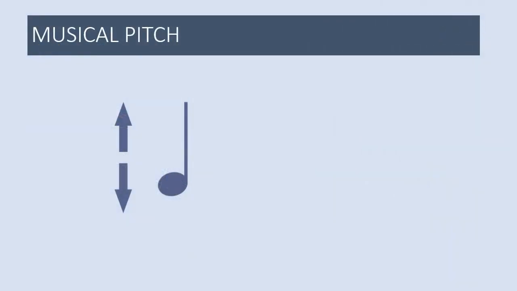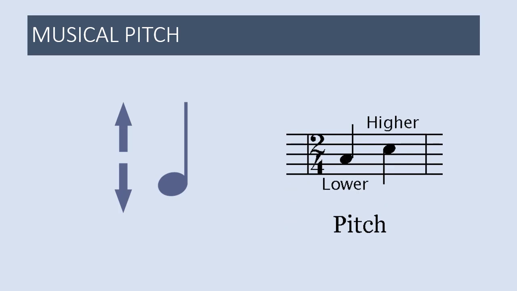Now, what do we understand by musical pitch? Like I said earlier, the pitch is the height or depth of sound, and this can be found out by the placement or the position of the notes on the staff. The higher the note is on the stave or the staff, the higher the pitch, and the lower it is on the staff, the lower the pitch.